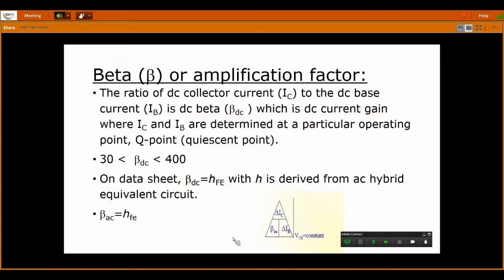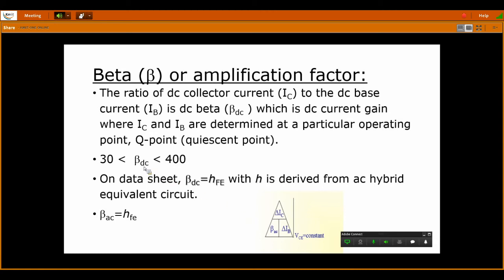Next, like your common base configuration, here also we have a current gain or amplification factor. The amplification factor depends on the amount of current flow at the output terminal with respect to your input terminal. Here the output current is your collector current, and your input current is your base current. So the amplification factor is the ratio of your output current to input current, hence it is IC divided by IB.